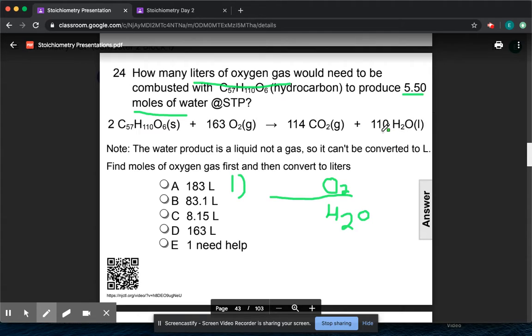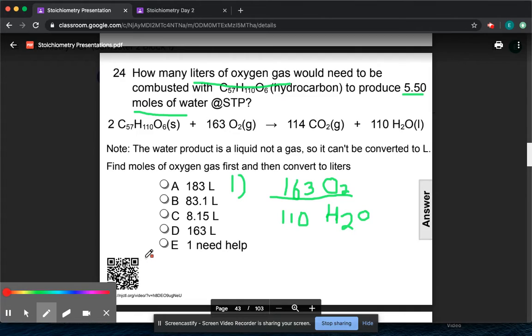Look at the chemical equation. What number goes with which? So 163 goes with oxygen. 110 goes with water. Okay. So it doesn't matter how crazy and ridiculous the numbers get, as long as you follow the step by step, you should be good no matter what. Okay. So now we have our ratio.